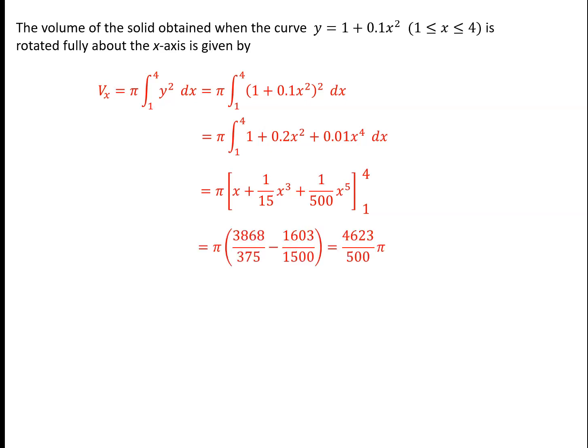When we put x equals 4 into the expression x plus 1/15 x cubed plus 1/500th x to the 5, we obtain a rather nasty fraction, namely 3868 over 375. And when we put x equals 1 into the expression x plus 1/15 x cubed plus 1/500th x to the 5, we obtain the fraction 1603 over 1500.